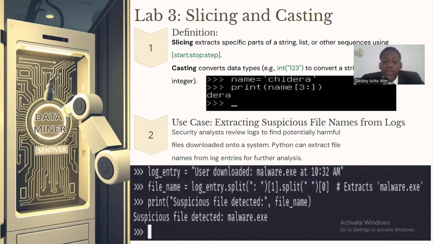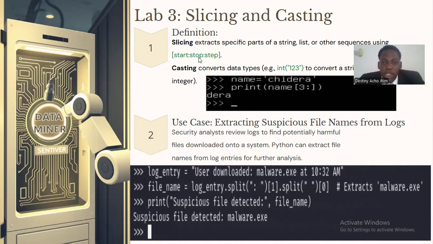Firstly, let's talk about this example here. We say name equal to Chidera and print name, and then we slice it. So there is start, stop, and step. Start in this scenario is 3. So it will look for the third index, and the variable that we're referring to obviously is name. And the third index is 0, 1, 2, 3. It starts from 0. And then it will print to the end.